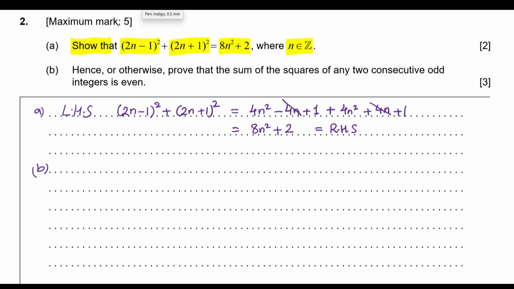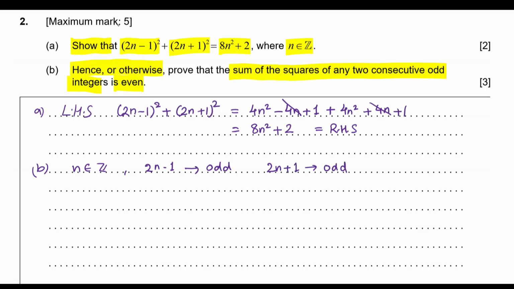In the B part it says, hence or otherwise prove that the sum of the squares of any two consecutive odd integers is even. In the A part, for any n belonging to Z, 2n minus 1 is going to be odd, and the next consecutive odd number would be 2n plus 1, which is also an odd number. From the A part we have seen that the sum of the squares, (2n minus 1) whole squared plus (2n plus 1) squared, is 8n squared plus 2.